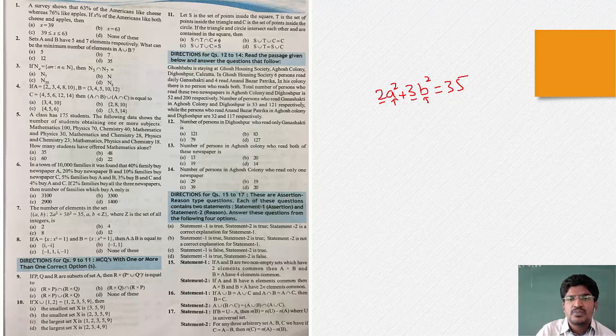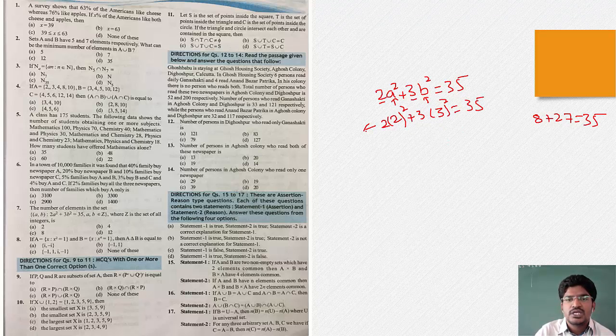and B square terms. For example, see here, if I take the A value as 2, 2 square will be 4, 4 into 2 will be 8. So, 8 plus 27 is what? 35. So, for that reason I can take 3 and 3 square, which is equal to 35. This is one equation. If you get this one equation, the same equation can also be written as 2 minus 2 whole square plus 3, this is minus 3 square into 3, that is also equal to 35.